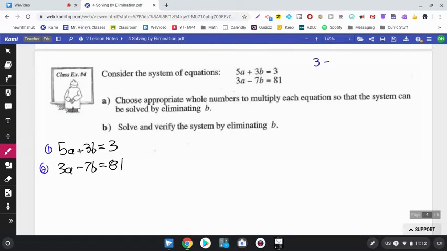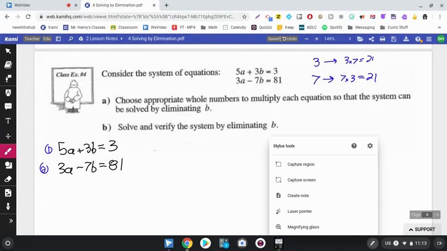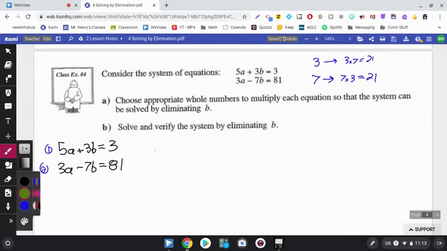3 times 7 is 21, and 7 times 3 is 21. So it's like finding a common denominator, like if I were to add fractions. I am finding what I could multiply so that I actually get the same piece. In this case, it's multiplying to get 21. So on top, I'm going to multiply by 7.